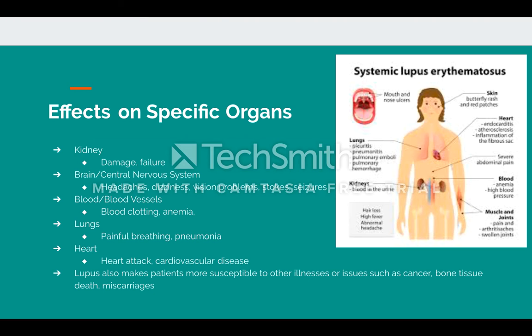In the brain and the central nervous system, you may see headaches, dizziness, vision problems, strokes, seizures. In blood and blood vessels, you may see blood clotting or even anemia. In the lungs, there may be problems breathing or even pneumonia. In the heart, it may lead to a heart attack or even some type of cardiovascular disease. Lupus tends to make patients more susceptible to other illnesses such as cancer, bone tissue death, miscarriages, and like I mentioned before, anemia, pneumonia, and cardiovascular diseases.